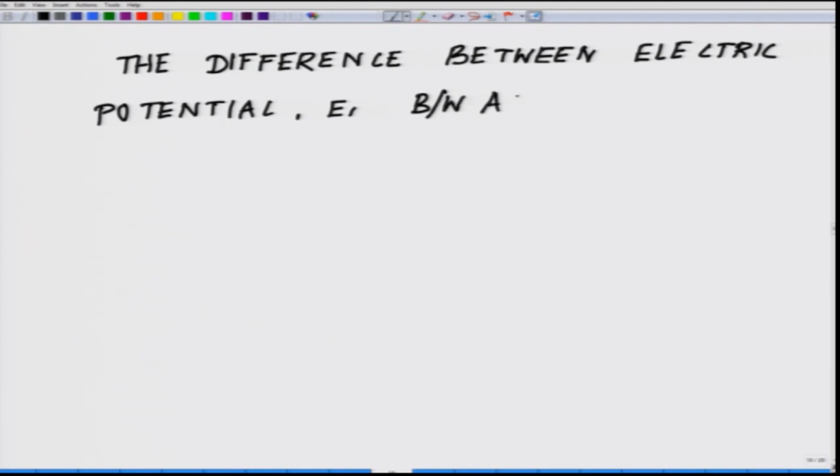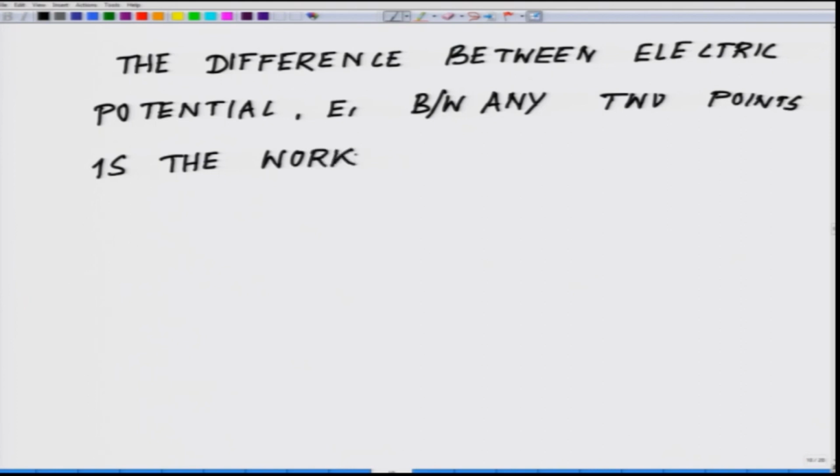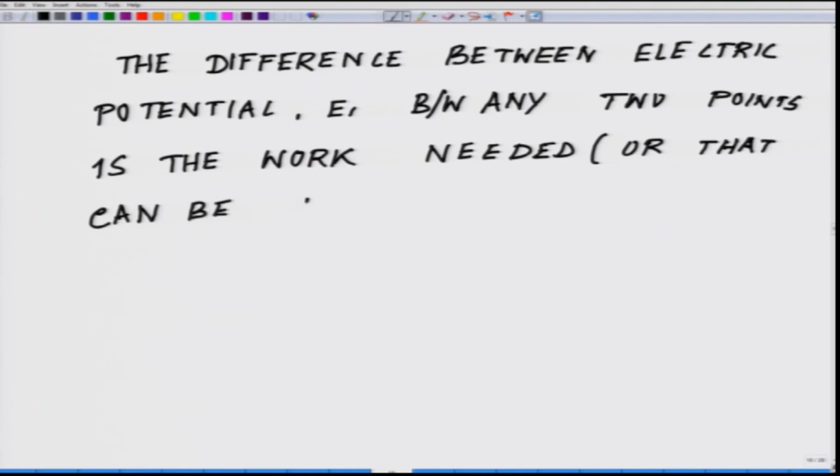between any two points is the work needed, or, so be careful, I will be underlining the next sentence inside the bracket, or needed, or that can be done.